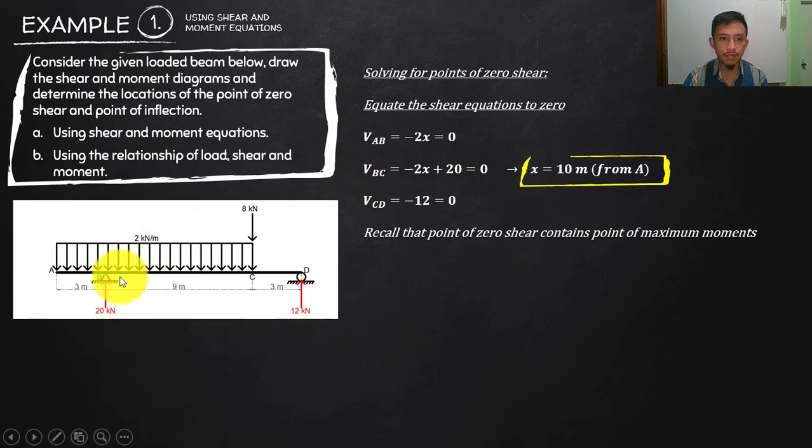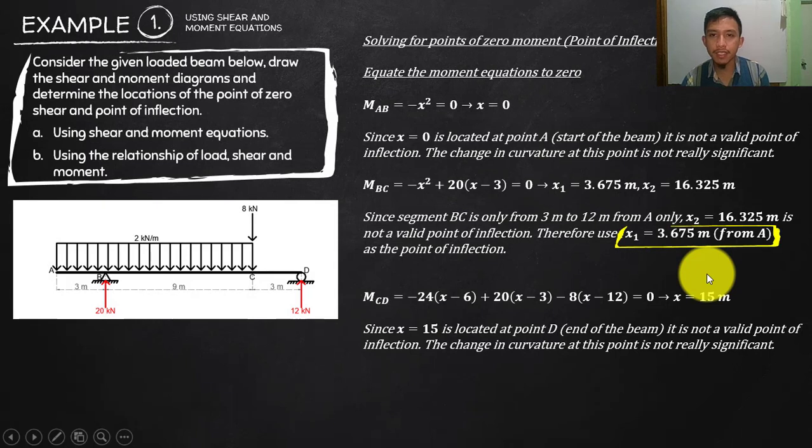Now on the segment BC, let's find if there is a zero shear. Equate that to 0. You can actually now calculate x equals 10. You have now a value of x. It means that 10 meters from A is where the zero shear will be found, between your BC. This is 3, and to complete the 10 is 7. So somewhere here is where we will find the zero shear. And that is where we will find the maximum moment. Maximum or minimum moment, it depends. If that is a positive moment, then maximum. If that is negative, then minimum.